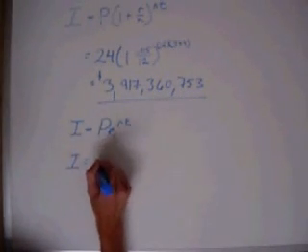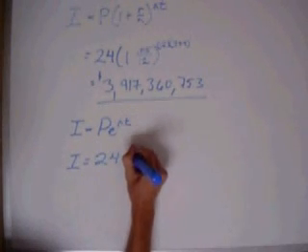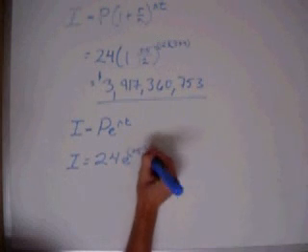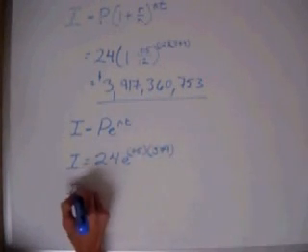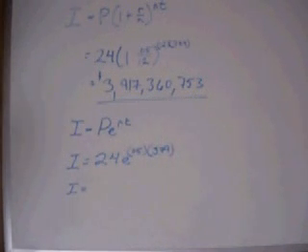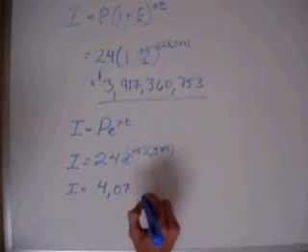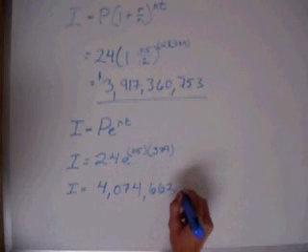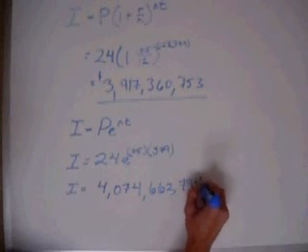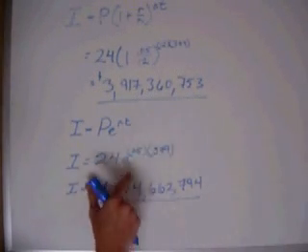So I'm going to say I equals, my principal again is $24, e to the 0.05, that's our rate. We said it was 5%. And T is again 379 years. And when we compute it continuously, we get 4 billion, 74 million, is that right? Yeah, 74,662,794.